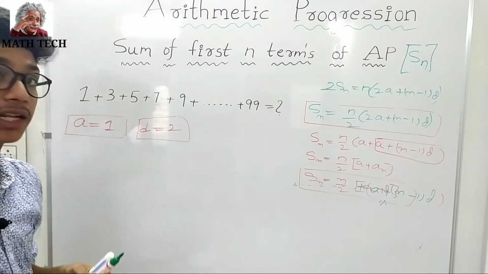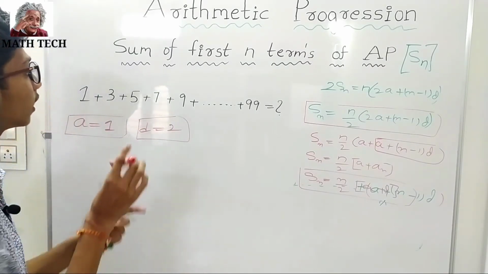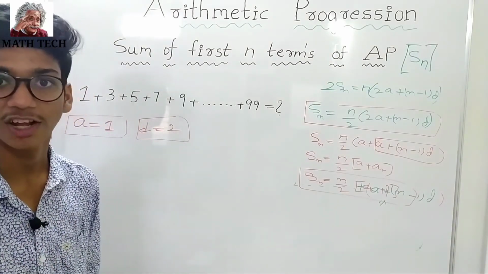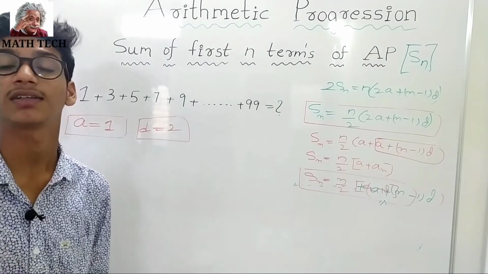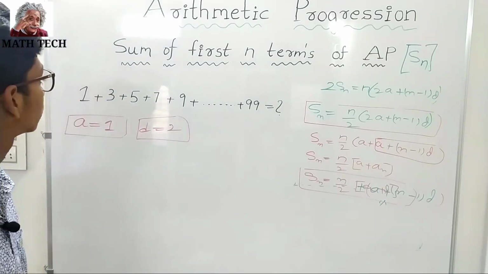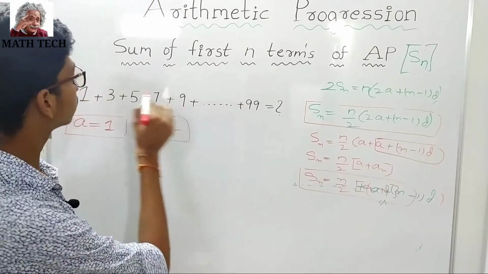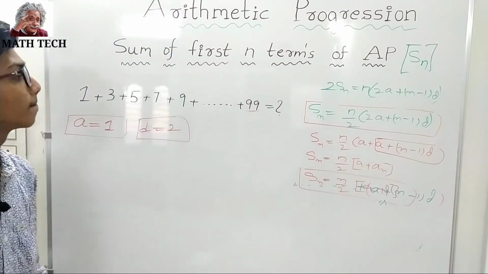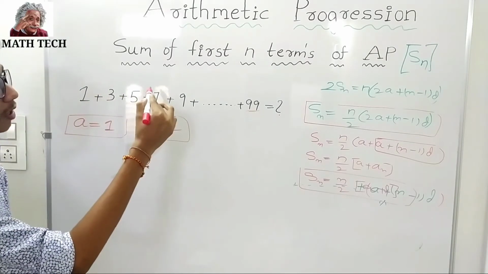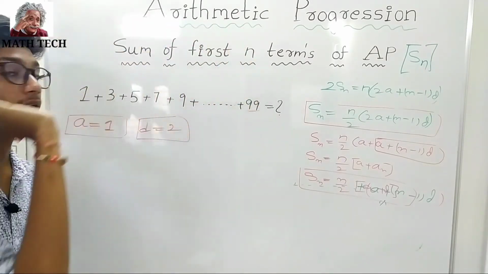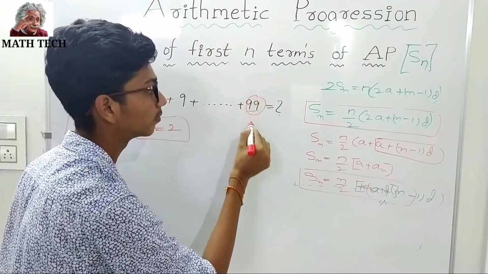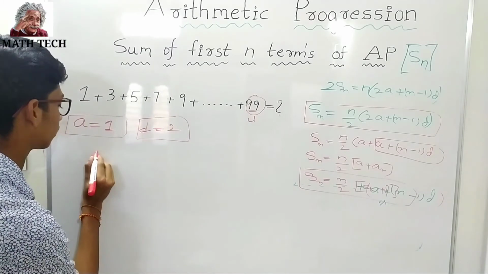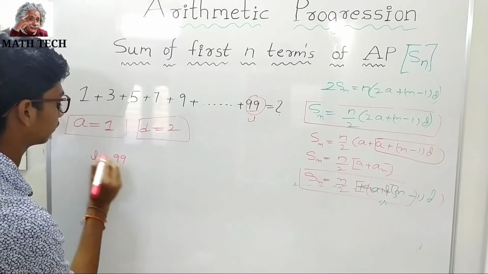And up to 99. We have discussed that there are two types of arithmetic progression: one is finite arithmetic progression and another is infinite arithmetic progression. This has an end, so it is a finite arithmetic progression. And 1 plus 3 plus 5 plus 7 plus 9 up to 99 means we have the last term. The last term is 99.